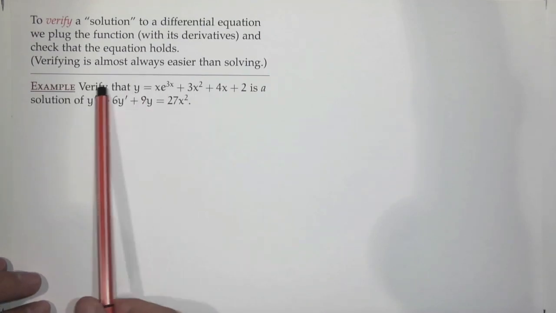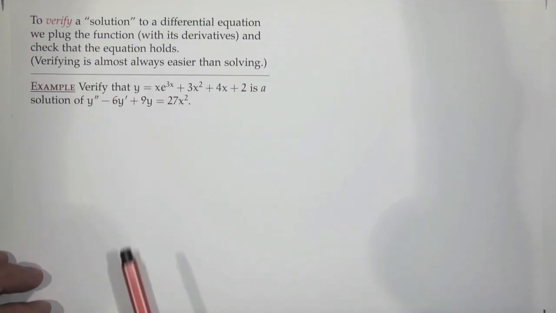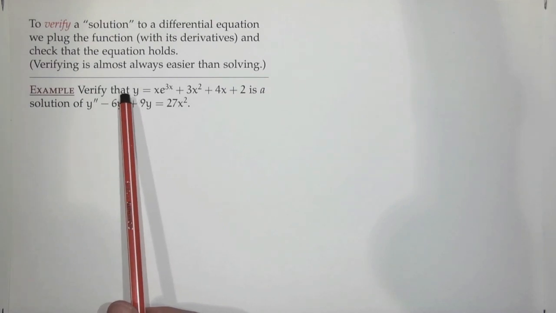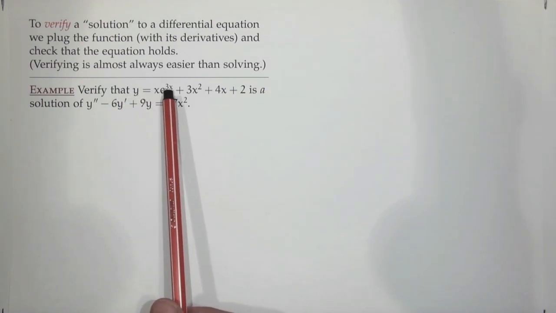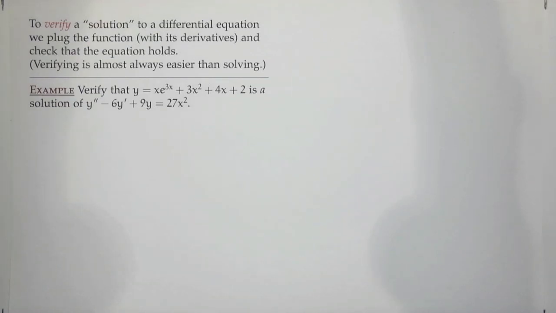There's this differential equation: y double prime minus 6y prime plus 9y equals 27x squared. And someone has come to us and said that this function, y equals x times e to the 3x plus 3x squared plus 4x plus 2, is indeed a solution. Well, we don't just have to take their word for it. We can find out. So the process is not so bad. The idea is plug it in.